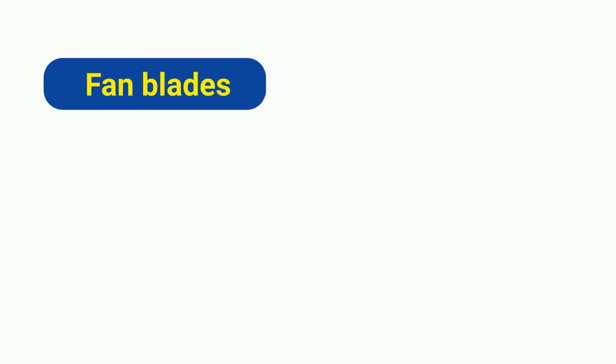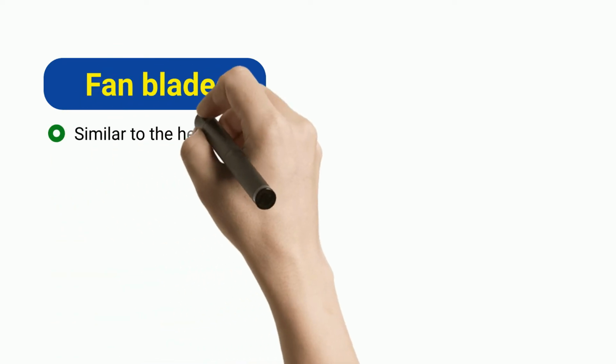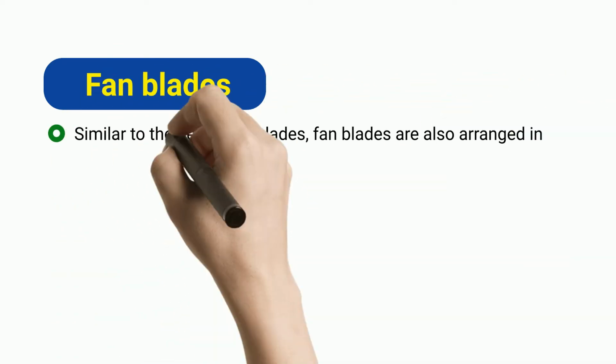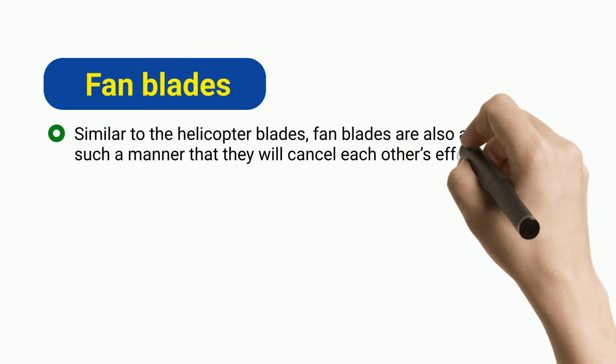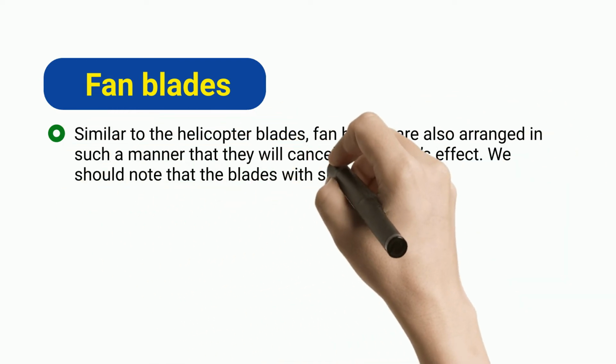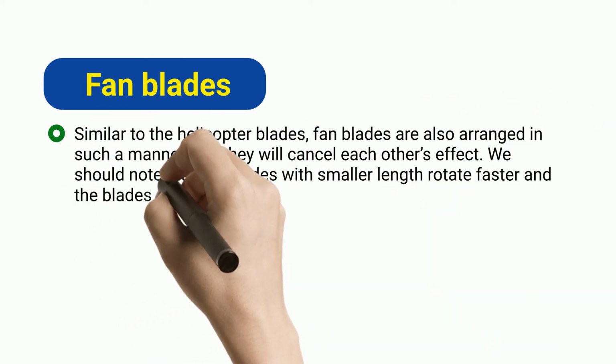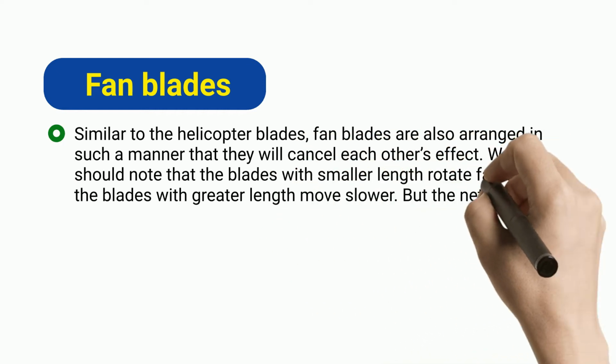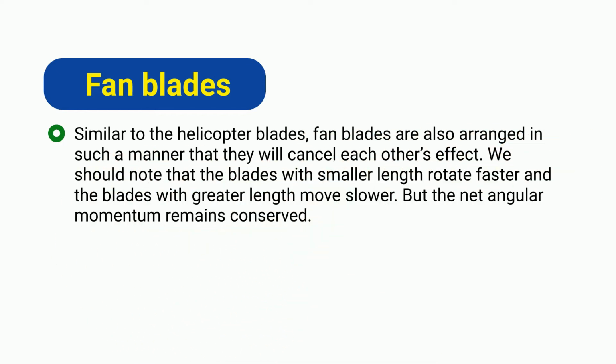Fan blades. Similar to the helicopter blades, fan blades are also arranged in such a manner that they will cancel each other's effect. We should note that the blades with smaller length rotate faster and the blades with greater length move slower. But the net angular momentum remains conserved.